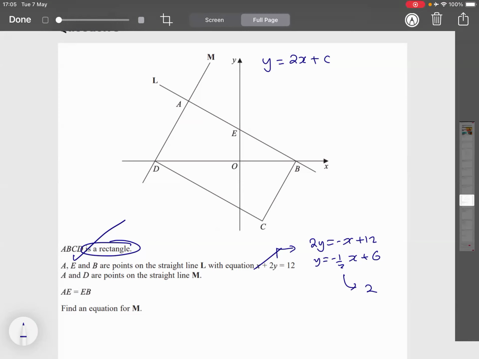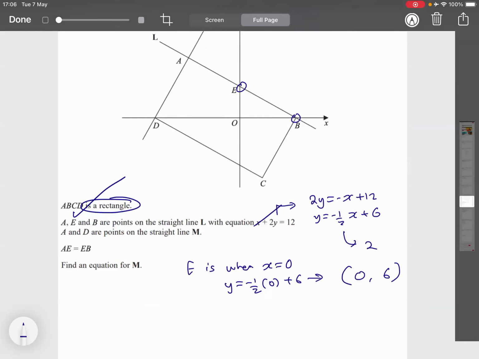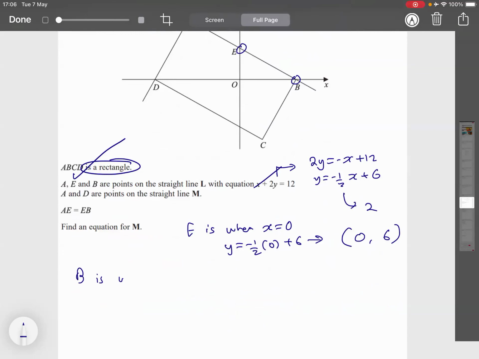We have to work out B. You'll see why after we work it out. And we have to work out E. So E is just the y-intercept. It's when x equals 0 on this equation. So y equals minus a half times 0 plus 6. So the coordinate is 0, 6. B is when what is 0? Y. So B is when y is 0 on that same equation because it's the x-intercept.